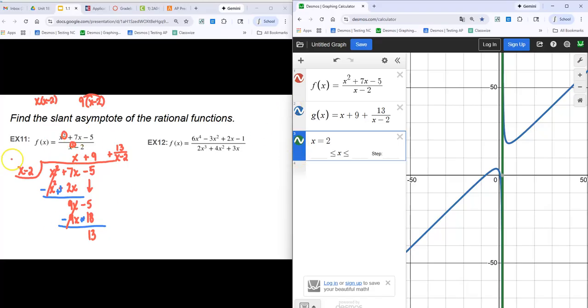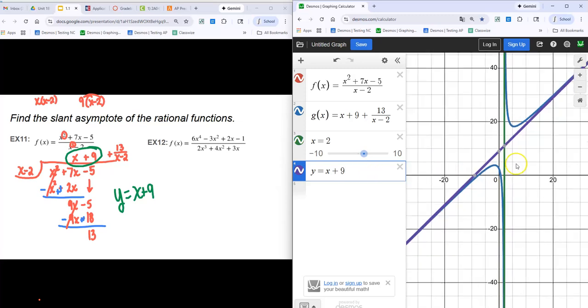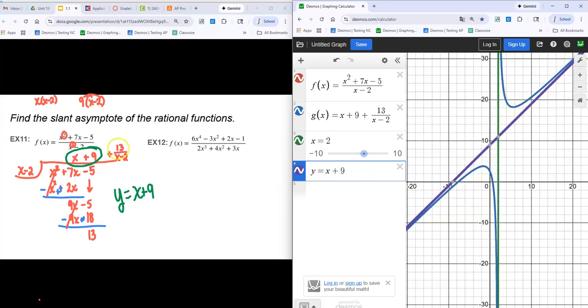But watch this. Whatever this part of the function is, y equals x plus 9. If I type that in, look what happens. There is your slant asymptote. So this part, it doesn't really matter what the remainder is. This part gives you your equation for your slant asymptote. Okay, so if we do long division, whatever part we get here that's not the remainder, that's going to be our slant asymptote.